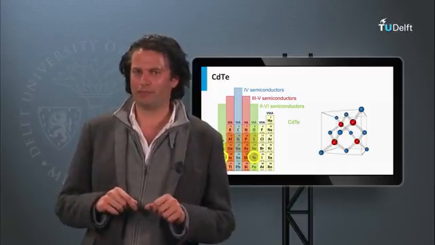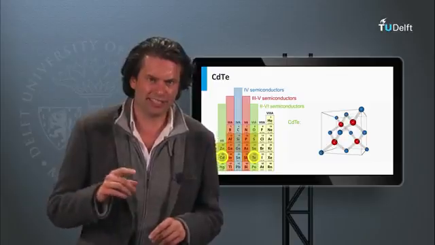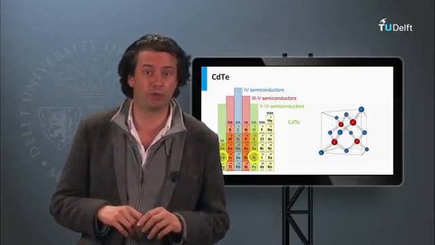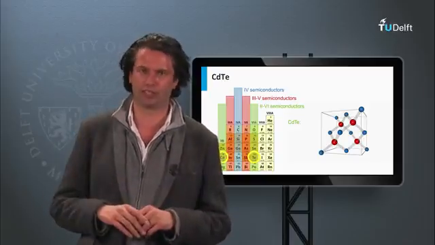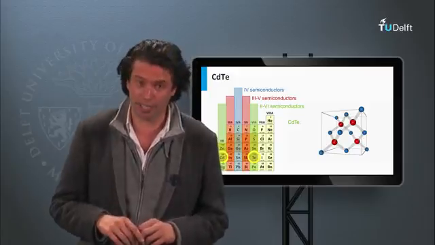A third thin film technology we will discuss is cadmium telluride. This thin film technology has currently demonstrated the lowest cost price per watt peak among all PV technologies. Let's start with the physical properties of cadmium telluride.